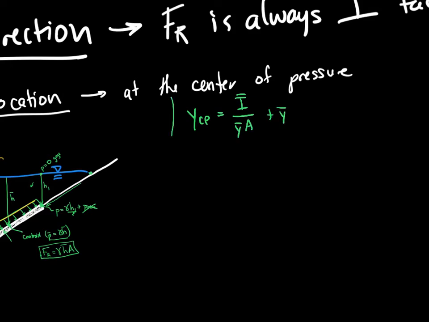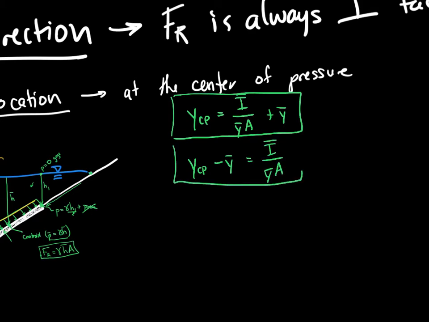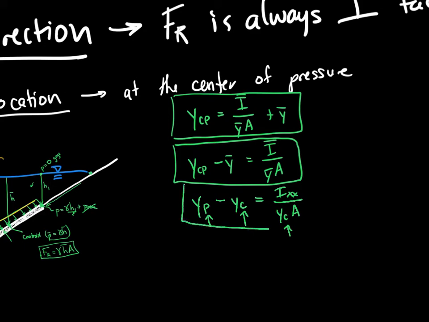Sometimes you will see this written another way: YCP minus Y bar equals I bar over Y bar A. I don't know which way your book writes it, but either one is fine. Your book writes it as YP minus YC equals IXX over YCA, where C means centroid and P means center of pressure. If you look through my old notes and old homeworks, I use this notation because it matches the old textbook.